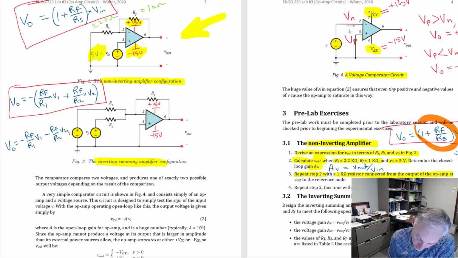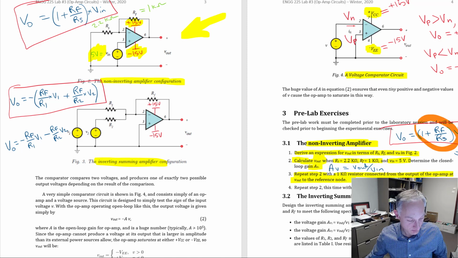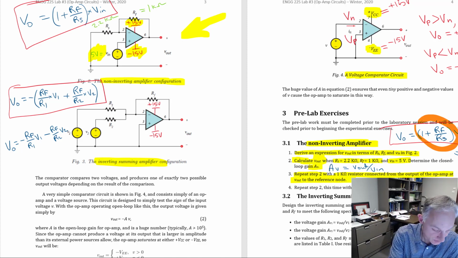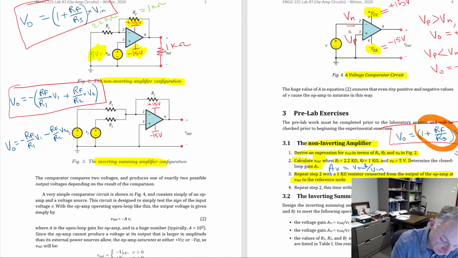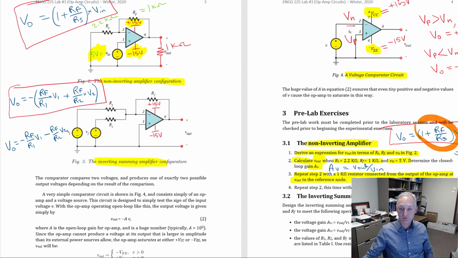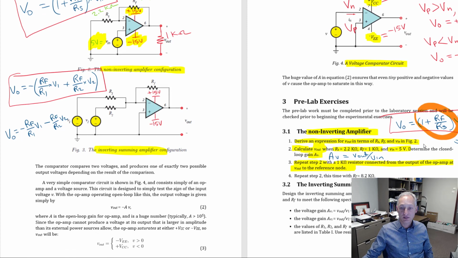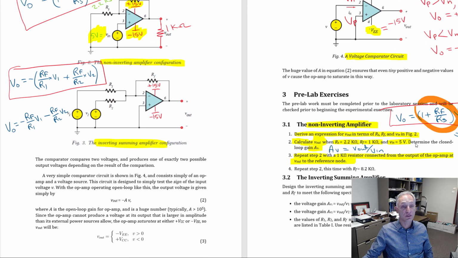Okay, so then you repeat the previous step with a 1 kilo ohm resistor connected from the output of the op amp to the reference node. What does that mean? So what that means is this. You put a resistor, I'm going to go back up to the drawing, you put a resistor here. Okay, and its value is 1 kilo ohm. So that's a 1 kilo ohm resistor. Okay, so now you're supposed to predict what's supposed to happen. Okay, so you can do that with your calculations, and then see how it goes. So now that is a good exam question too. Okay, that kind of stuff appears on exams, so you should understand what's happening there.